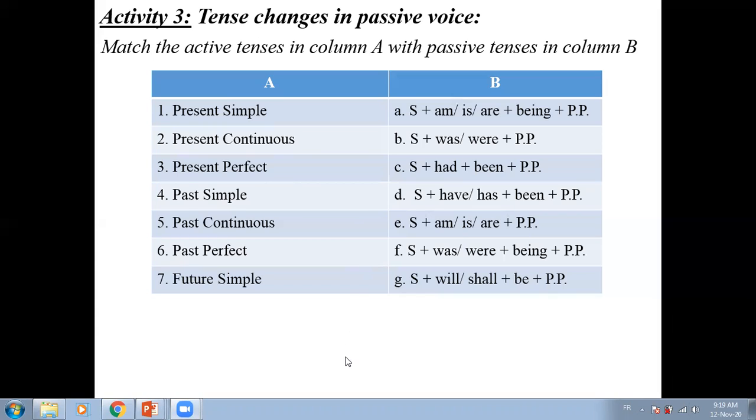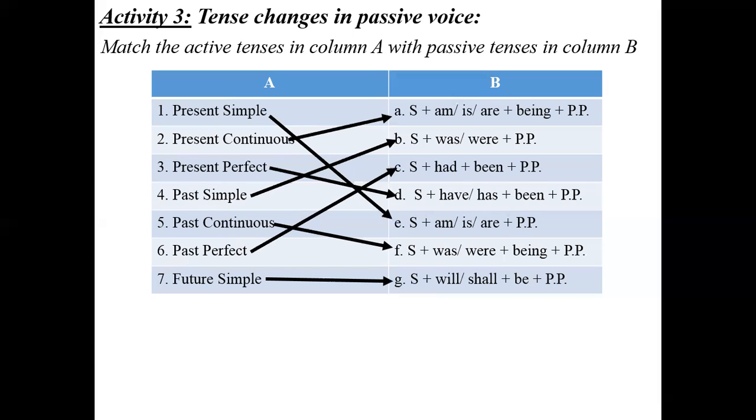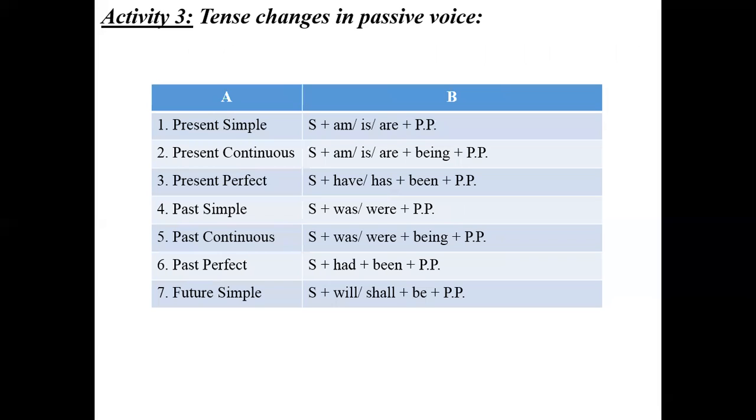Okay, so now let's check. Present simple, number 1 with letter E. How about number 2? 2 A, right? 3 plus D, 4 B, right? And 5 F, and 6 C, and the last one, future simple, is G. Okay, all of you can copy this in your notebook.